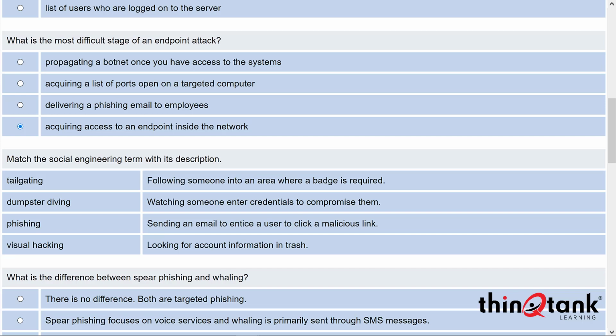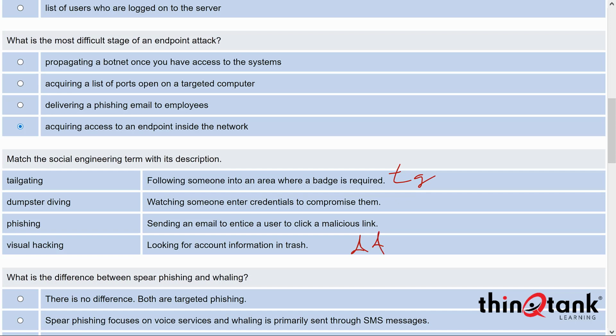Match the social engineering term with the description. All right. Tailgating, following somebody into an area where a badge is required. Absolutely. Dumpster diving, watching someone enter their credentials, sending an email to entice a user to click a malicious link, or looking for account information in the trash. Oh, that's weird. Why did it do that? Well, that's this one down here. Somehow my little line didn't draw very well there. Let's just do it this way. This would be tailgating, and this would be dumpster diving. All right.